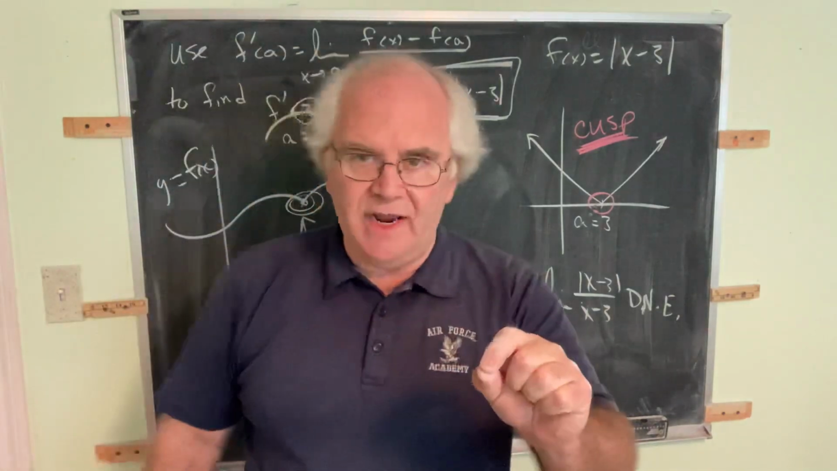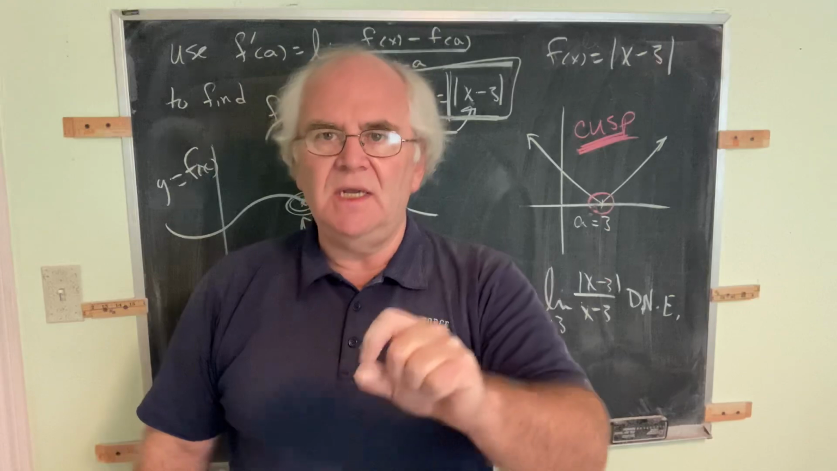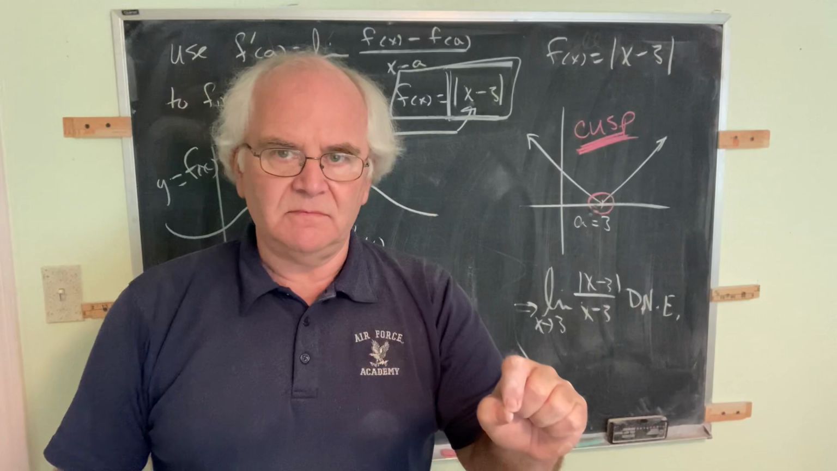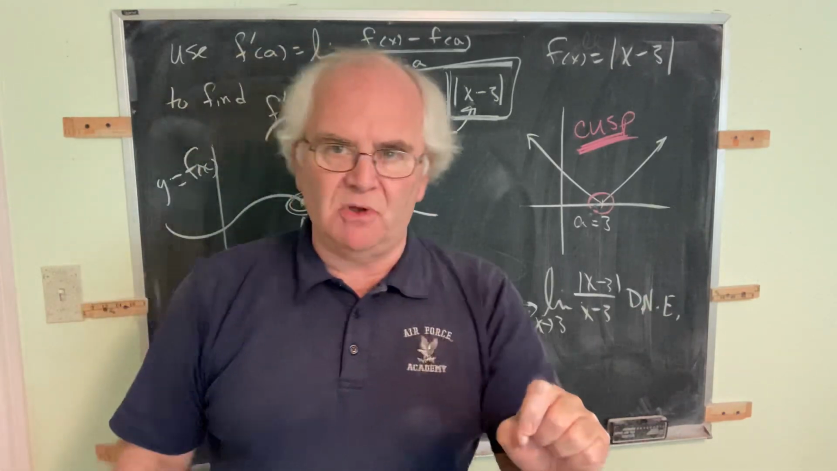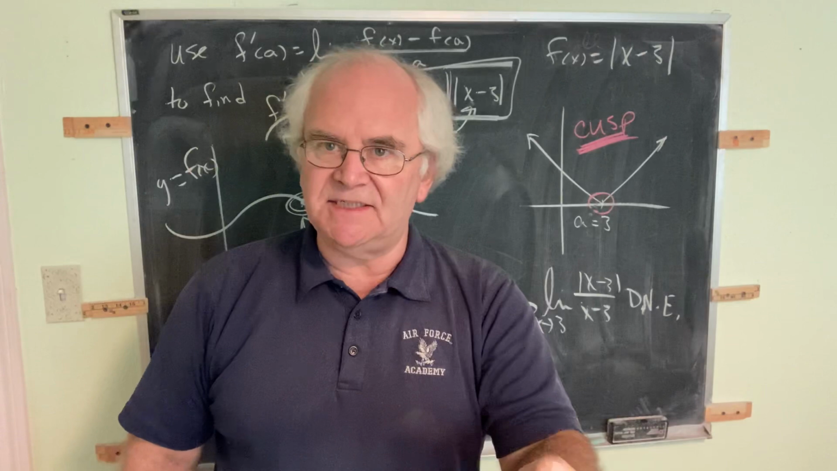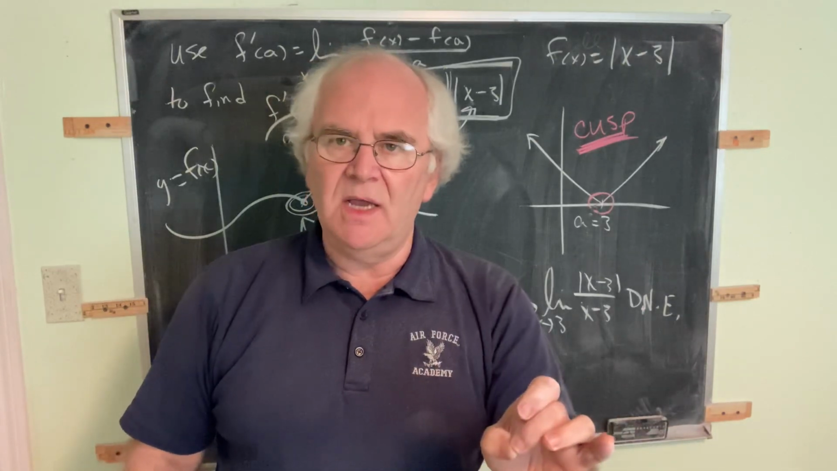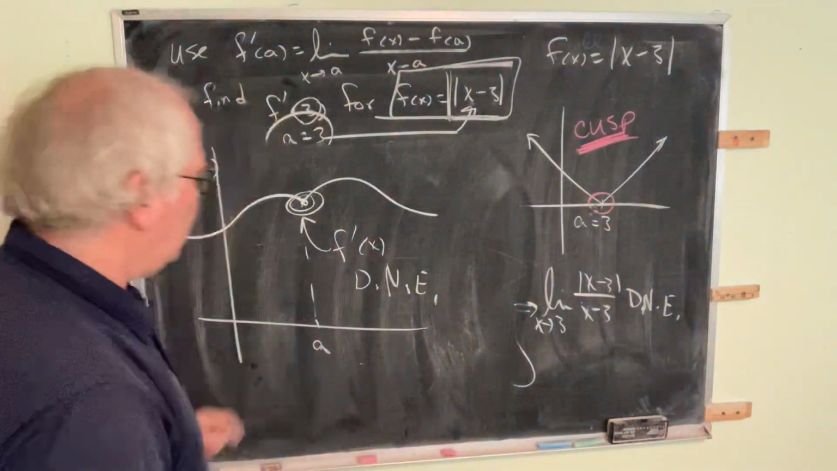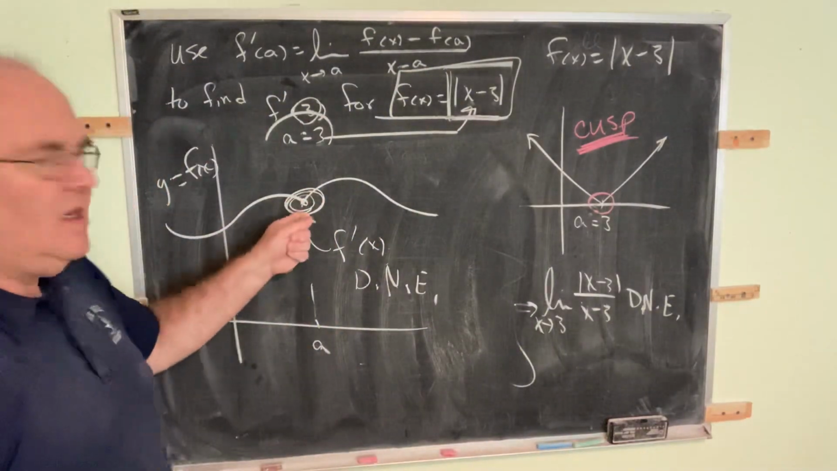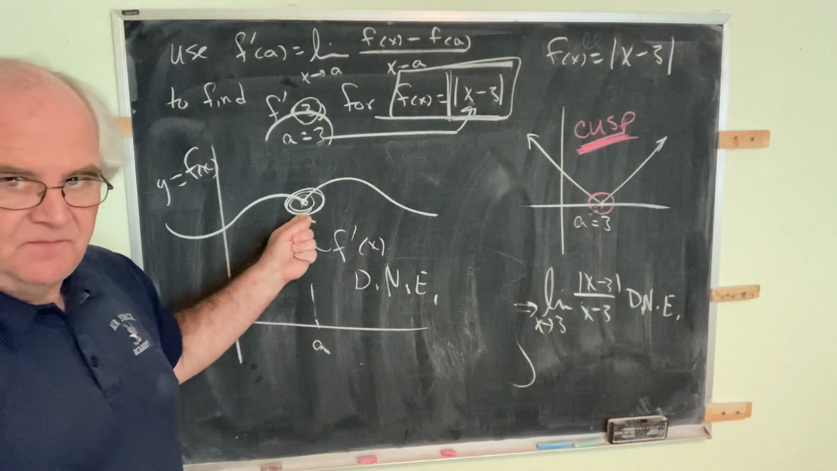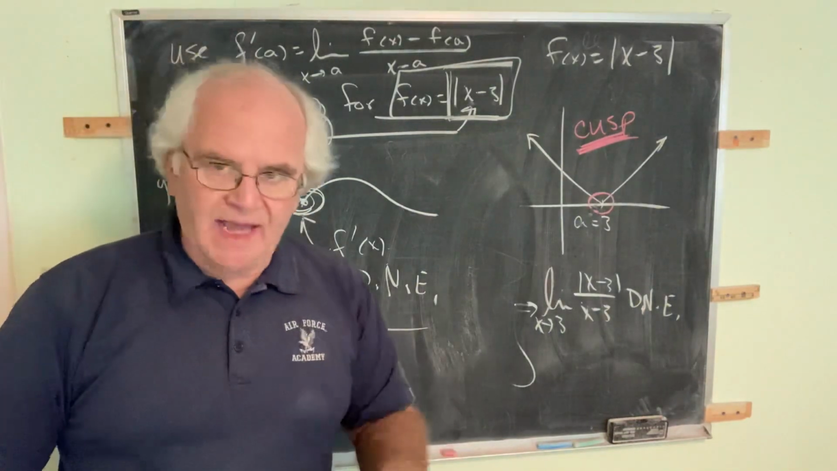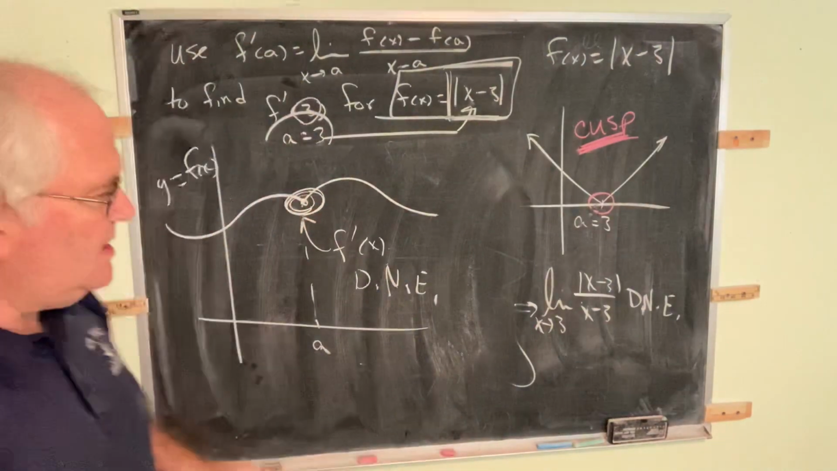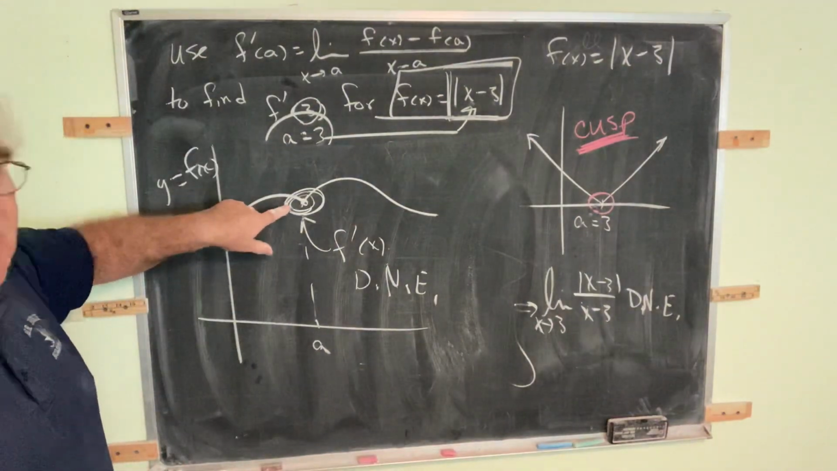We will use this phrase. The function is differentiable. The function is differentiable means the derivative exists. The function is differentiable means the function's derivative exists. But if there's a cusp, there is no derivative. So when we say the function is differentiable, what that means is this does not occur.